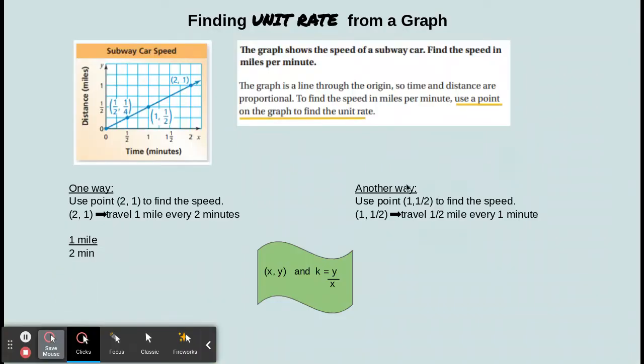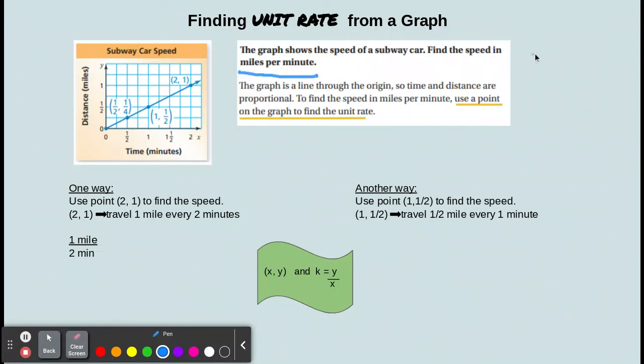Okay, now that you're done with that, we are going to find unit rate from a graph. And to do that, we're going to look at an example. In this example, we have a graph of the speed of a subway car. And we want to find the speed in miles per minute. Remember, unit rate is a number per one, right? Miles. How many miles per 1 minute? Okay, so let's look at this. It forms a line. Our data forms a line and it passes through the point 0, 0, so we know that it is a proportional relationship.